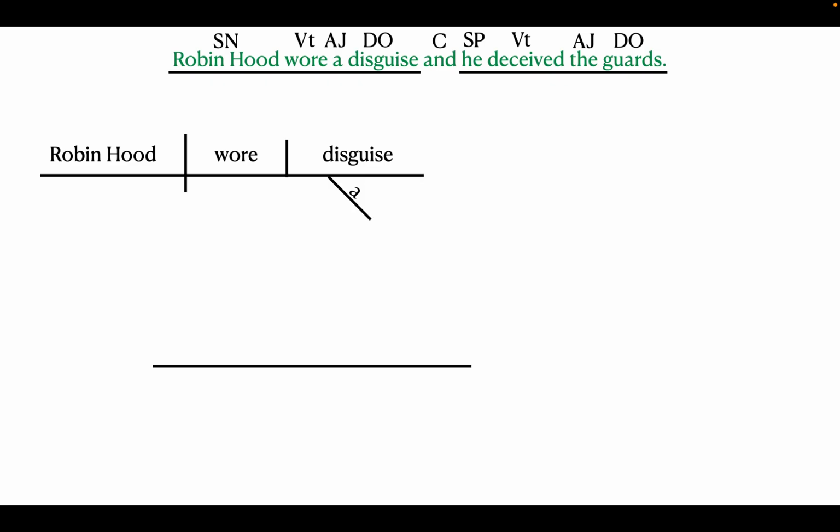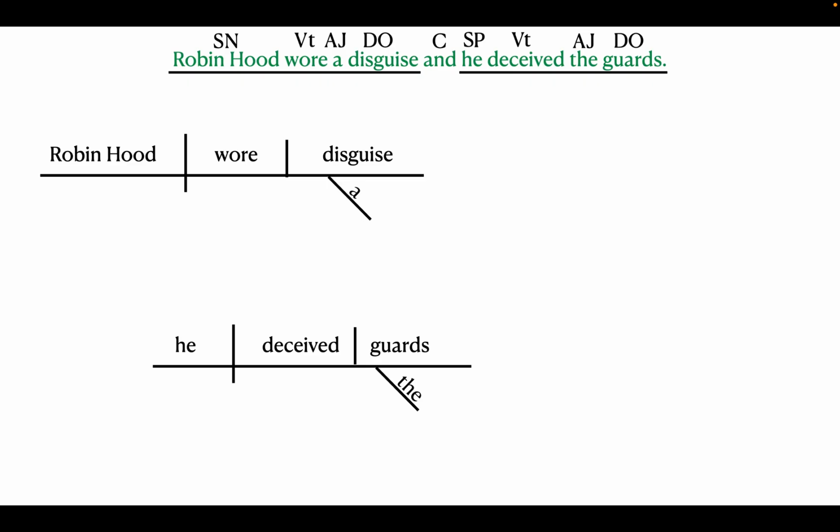Next, we're going to have our second horizontal line with our vertical line separating the subject and the verb, and that's going to be he, and the verb is deceived. Another vertical line that does not cross the horizontal line to separate our verb or predicate from our direct object. The direct object is guards. And then the is our adjective, which is describing guards. So we put it on a diagonal line underneath the word it is describing, guards.